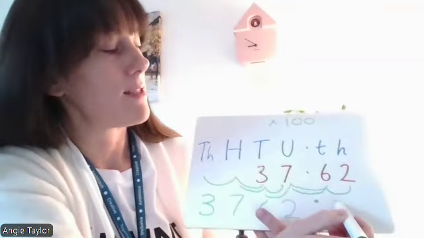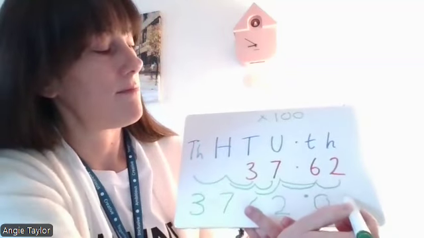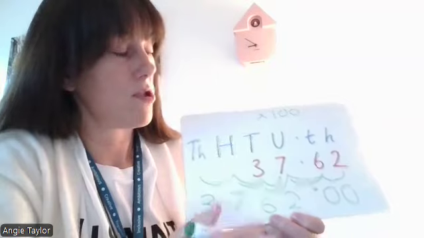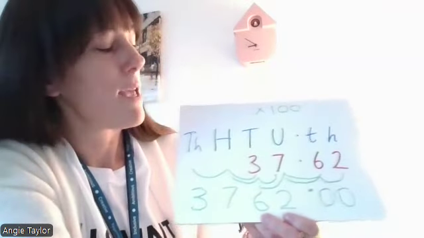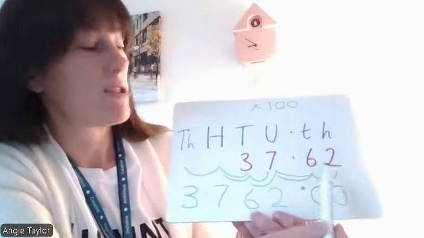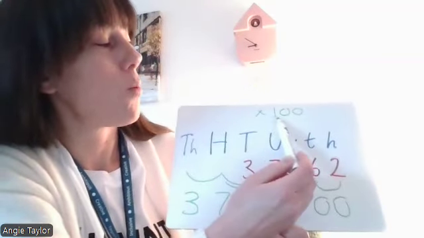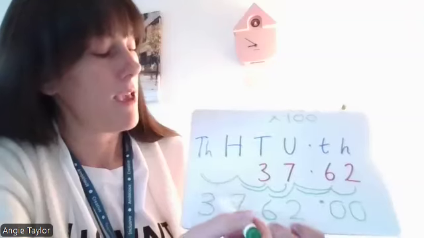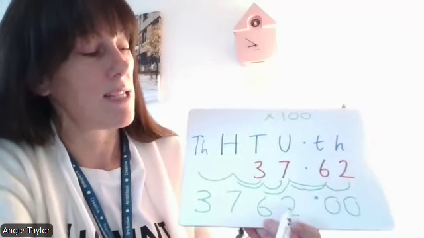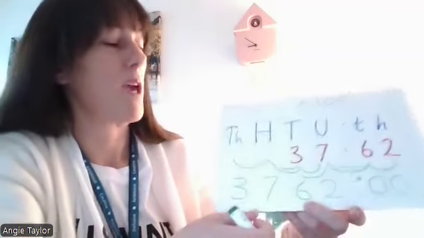You could put placeholders after the 0 if the questions required you to do it to 2 decimal places. So now our answer to 37.62 times 100 is 3,762.